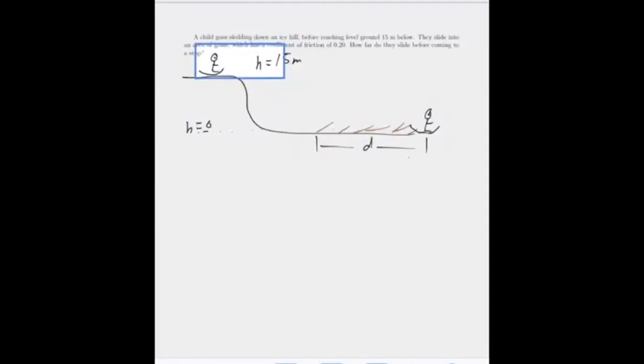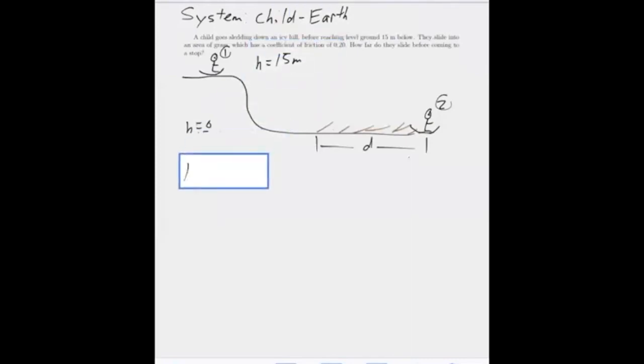Let's look at our points, right? So we're going to connect point 1 here to point 2 there. I'll take my system to be the child and Earth system here. So that means that I'm going to use a potential energy due to gravity in my calculation. So let's go ahead and write down our energies at point 1 and point 2, the types of energy that we can have here. In this problem, there aren't any springs. So the only types of energy that we have possible are going to be potential energy due to gravity and kinetic energy.